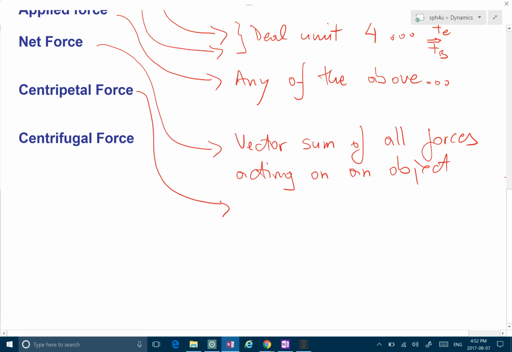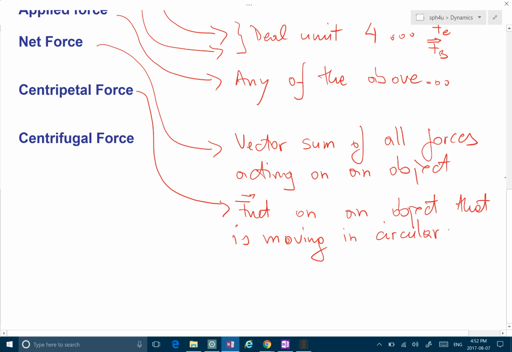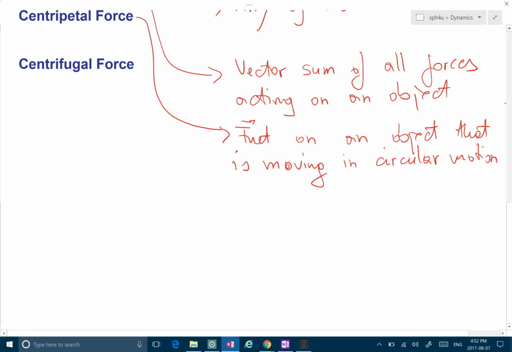Centripetal force is nothing but the net force on an object that is moving in a circular motion. So it's nothing new. We just call it centripetal to point to the fact that it points toward the center.